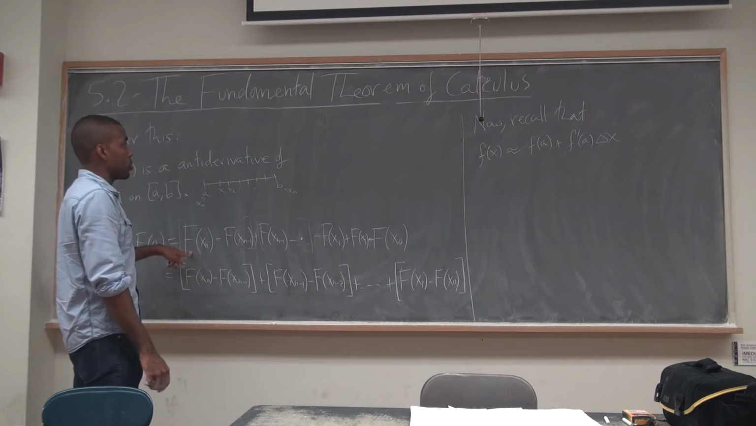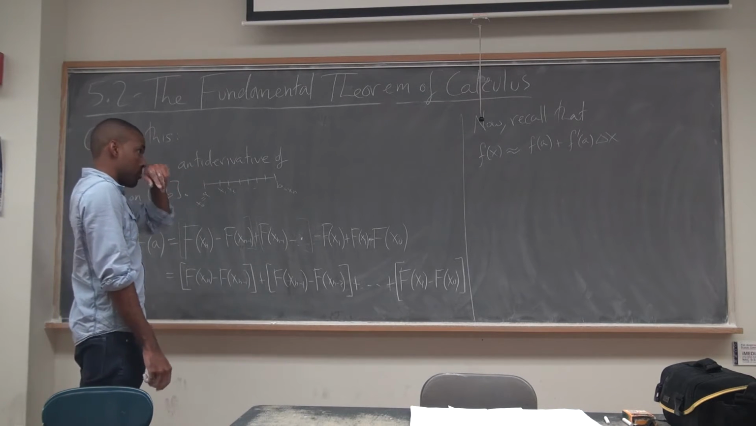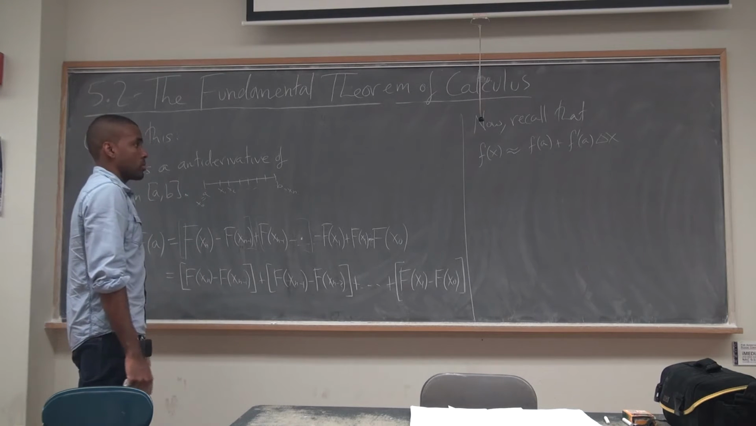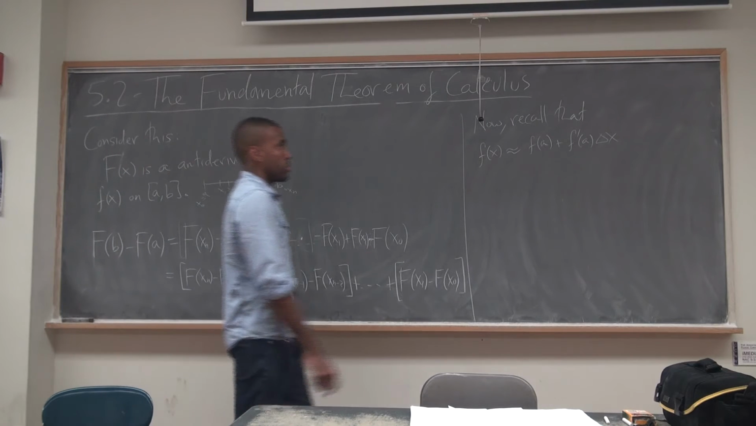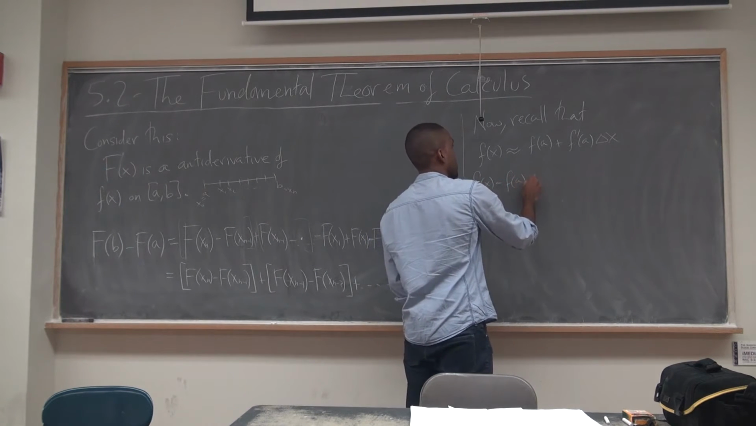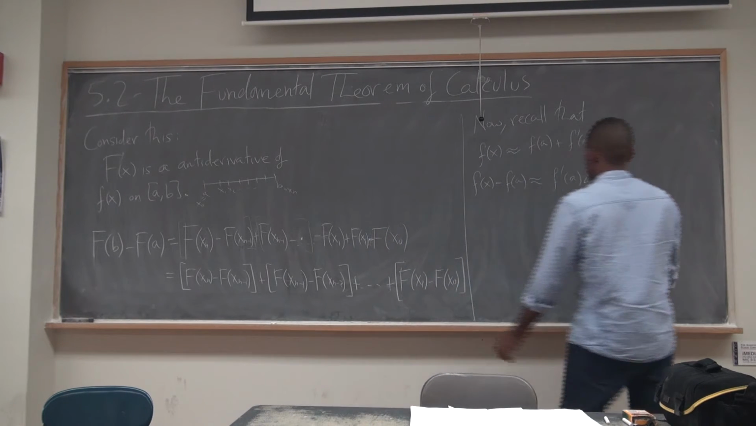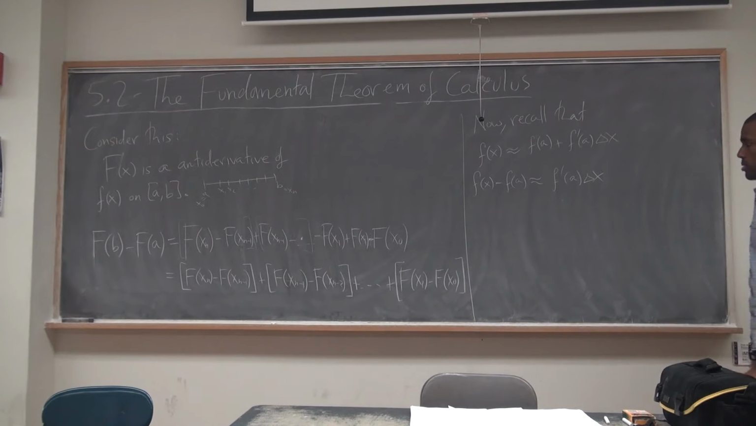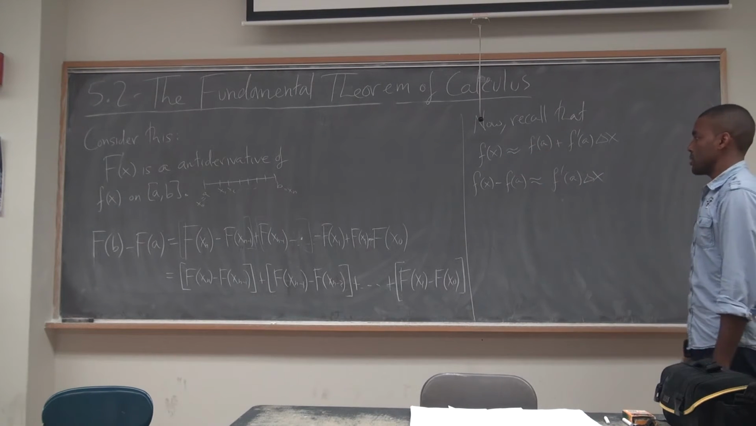Now, what do we know about f? Big F is what? It's an antiderivative. What does it mean to be an antiderivative? I told you last time. This means if I take f of x minus f of a, this is approximately equal to f prime of a delta x, right? I just moved this to the other side. Okay.